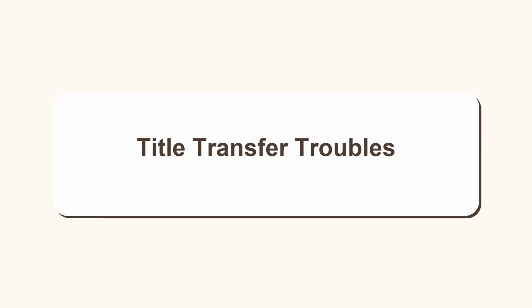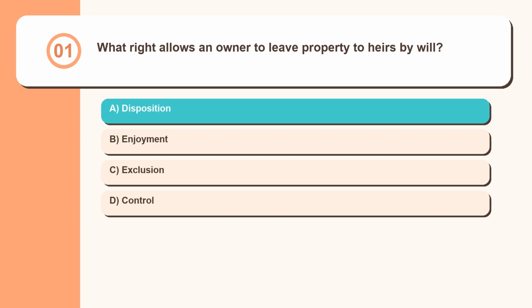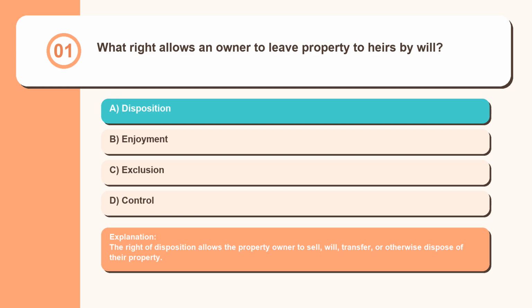Title transfer troubles. Question 1. What right allows an owner to leave property to heirs by will: disposition, enjoyment, exclusion, control? The right of disposition allows the property owner to sell, will, transfer, or otherwise dispose of their property.